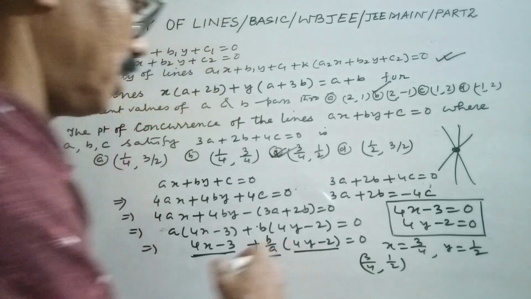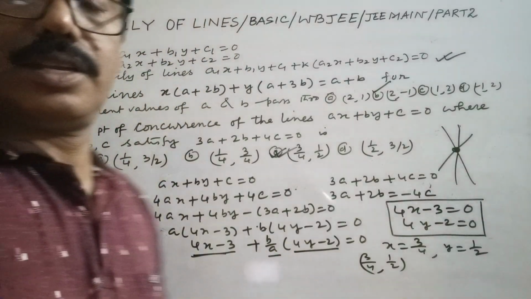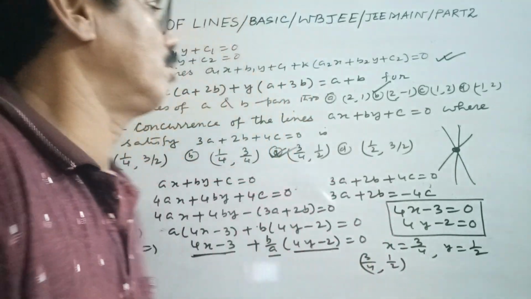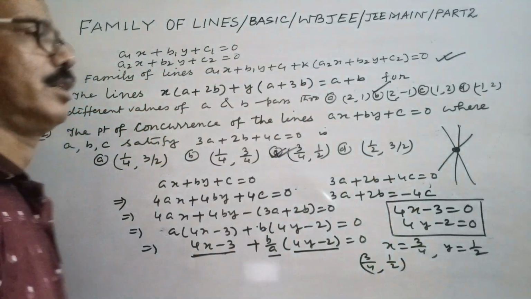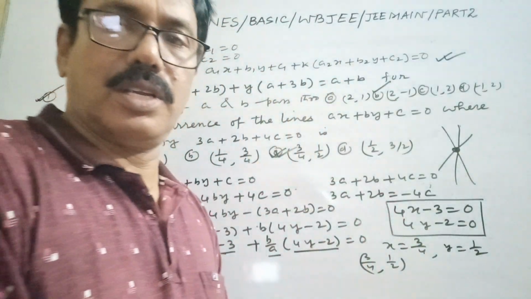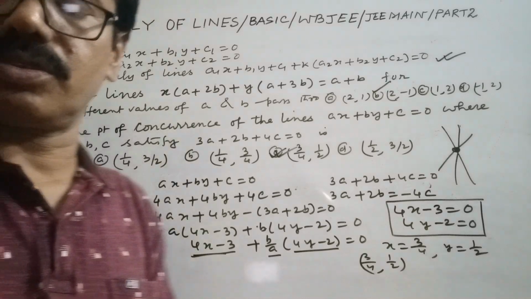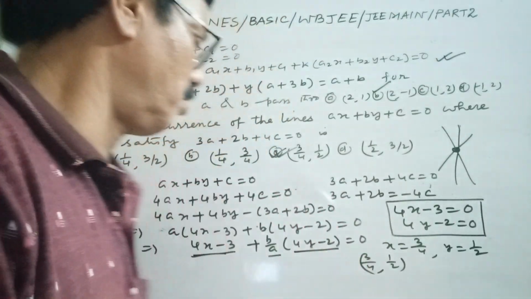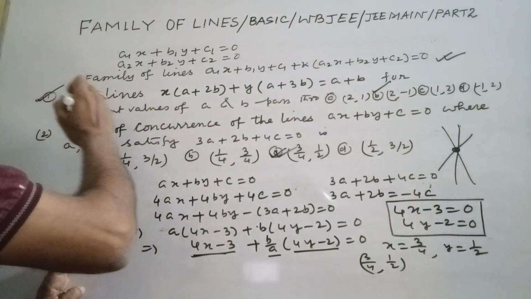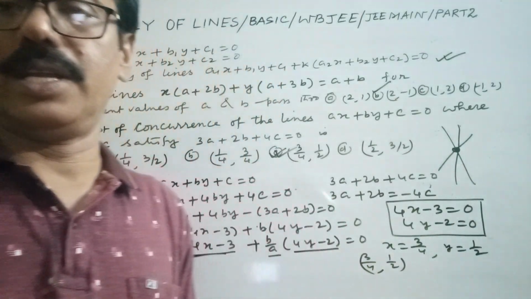So look, very simple problem. Here you need the idea of combined equation, that is, family of lines. For the problems of the previous class, you can also use an alternative method, but here we have to use this theory. So very simple one.